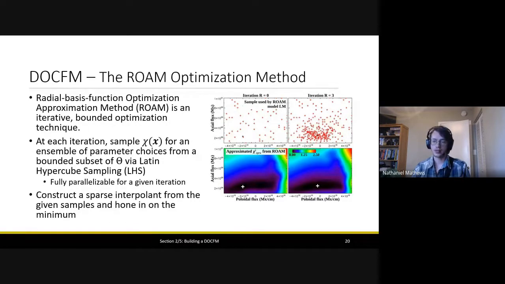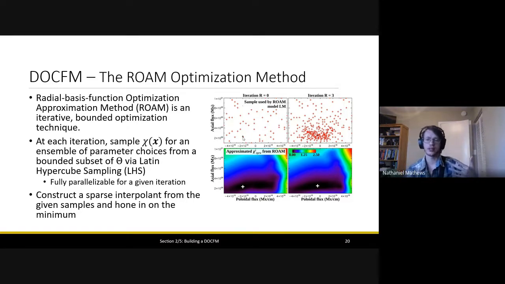The third component is this optimization technique. Basically, here's our two-dimensional parameter space of axial and poloidal flux of the inserted flux rope. We'll have one of those be the ground truth. We'll generate a flux rope with a given axial and poloidal flux, call that the ground truth, and build a synthetic observation of it. Then we'll pretend we've forgotten what the true axial and poloidal flux were, and we'll try to recover it.